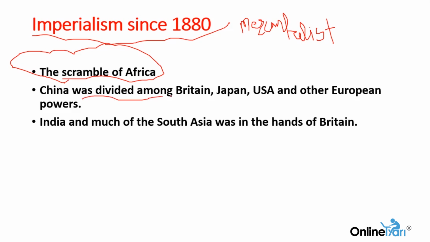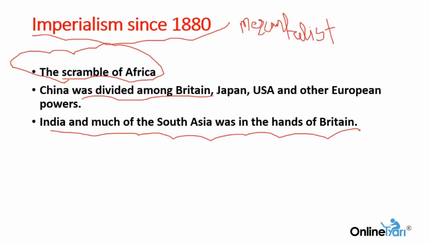And China was divided among Britain, Japan, USA, and other European powers. China is a huge country, and it was divided among all these powers, Britain, US, and others. Japan also had influence, like in Mongolia. But the main point here is that China still was not politically dominated by these powers. And we know that India and much of South Asia was in the hands of Britain. So this is imperialism.